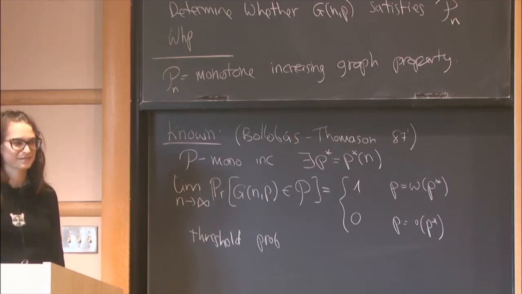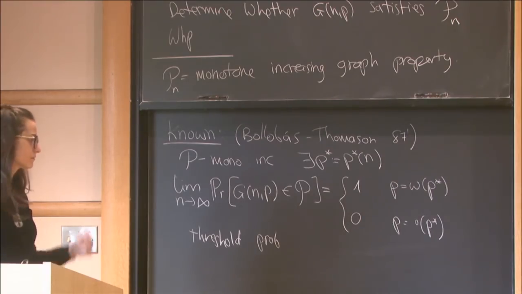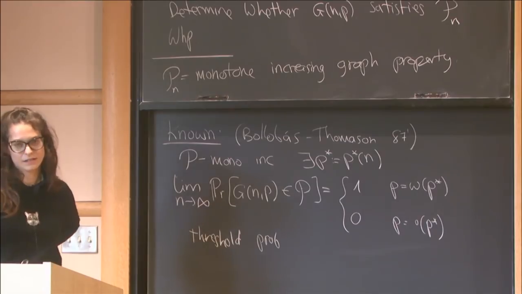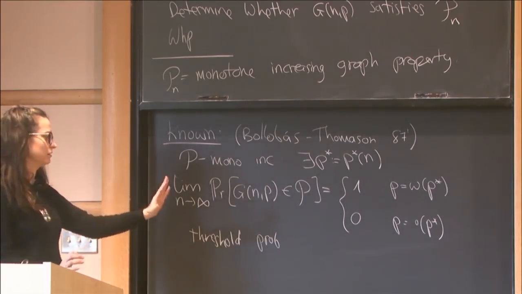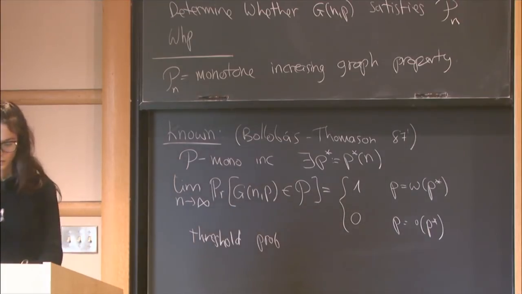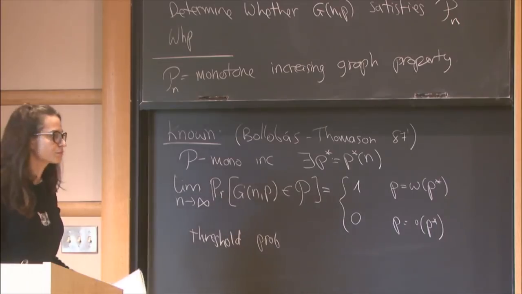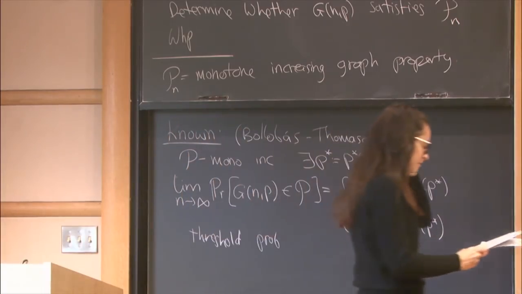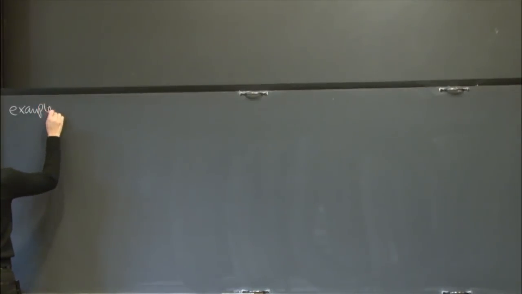Okay. It's a relatively weak result. This little o and little omega just means asymptotically bigger, asymptotically smaller. There are much finer results, and I'll talk about some of them. But this is something very weak but basic, that we know that we have this threshold probability. Okay, so let's indeed see some examples of this.